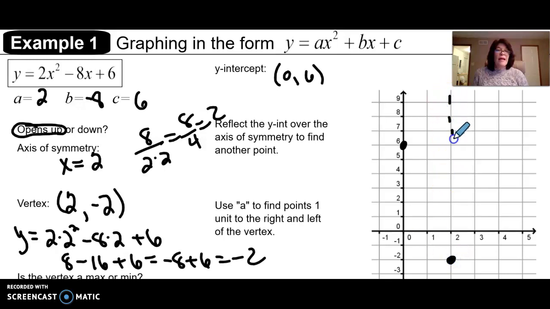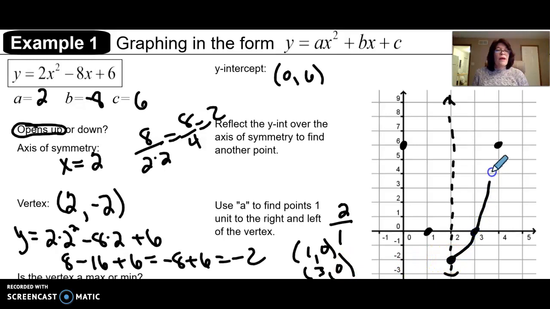So now I know this is my axis of symmetry. This line's cutting my parabola right in half. So I can reflect this y-intercept over the axis. 2 units away from this symmetry is another point. So I could graph it from here. However, we oftentimes use A to find points 1 unit to the right and left. A is 2. So from my vertex, I'm going to go up 2 over 1 and up 2 over 1. So it looks like my 2 points are 1, 0 and 3, 0. And then I'll graph that.